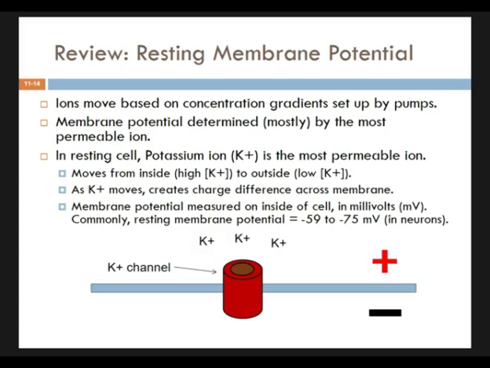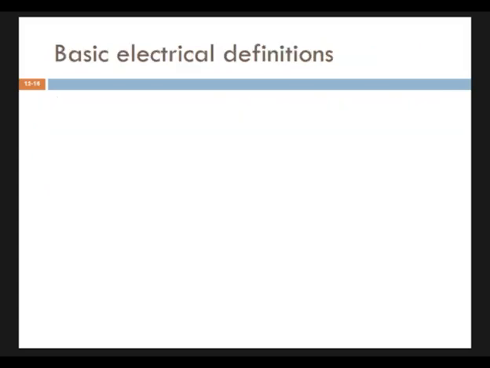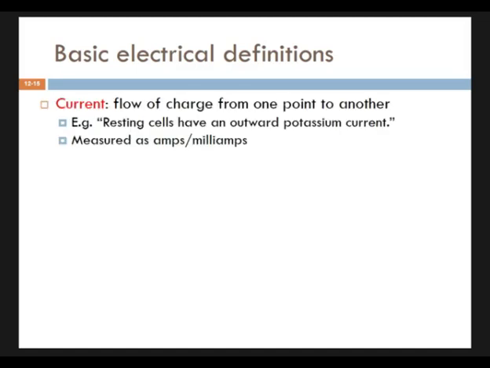So I'm using some terms here. I'm talking about membrane potentials. I will be talking about currents, and I mentioned voltage. So I have a couple of electrical definitions I want to give you, just so we have some grounding in vocabulary when we're talking about ions moving across membranes causing membrane potentials.